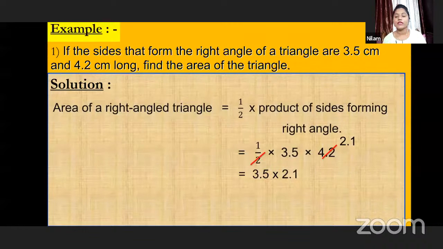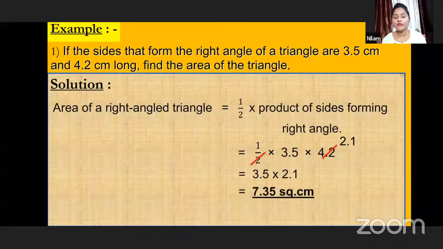Can anyone multiply this? I will give you 2 minutes for the multiplication. Sixty-three point five. It is 7.35. 73.5. 7.35. See, what you told, 73.5, just clear that out.